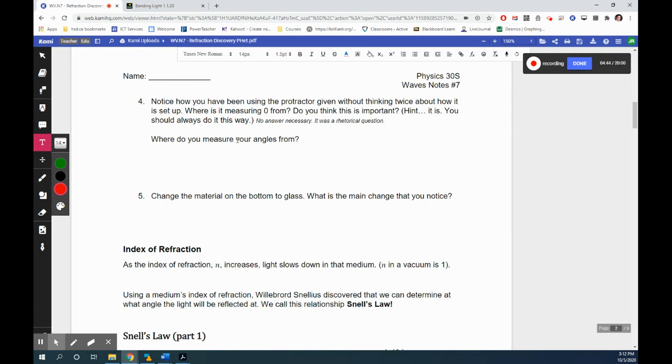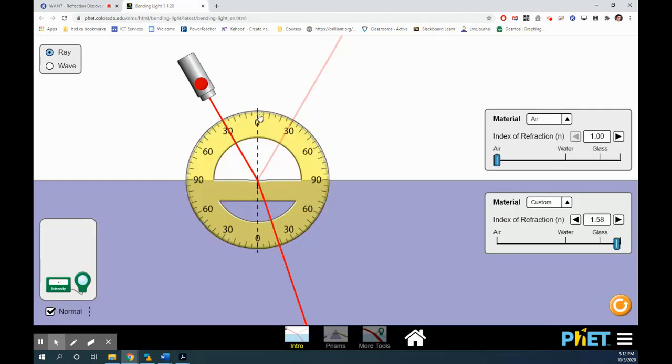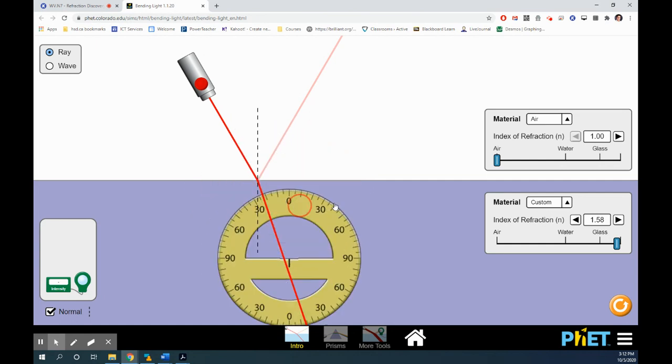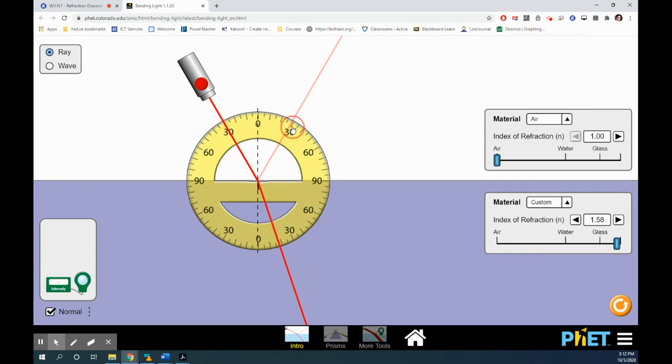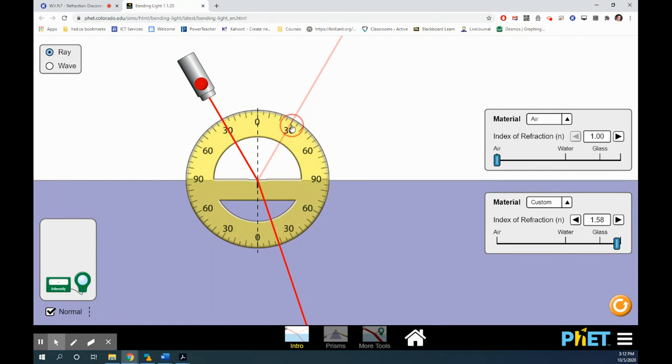Notice how you've been using the protractor without even thinking twice about it. Where is it measuring 0 from? Do you think that's important? This is a rhetorical question. Yes, it's measuring 0 from this dotted line, which if you remember from our last lesson is the normal line. And so yes, that's very important. This is such a wonderful protractor for this lesson because it measures 0 from the normal line.